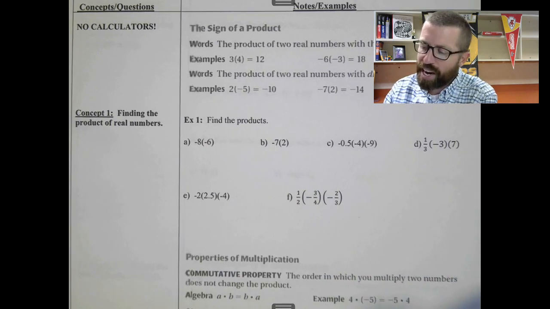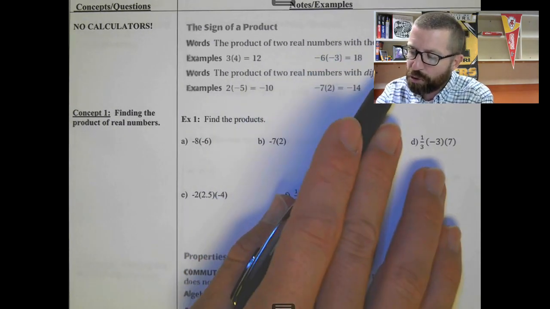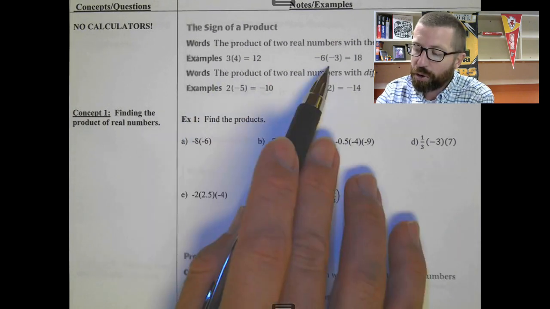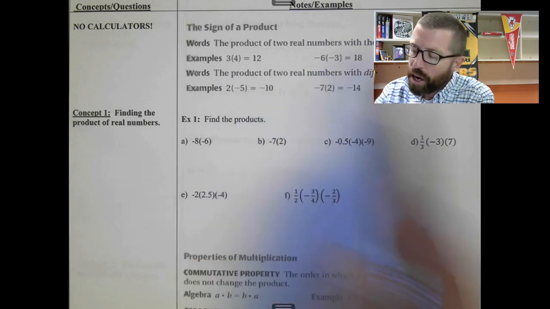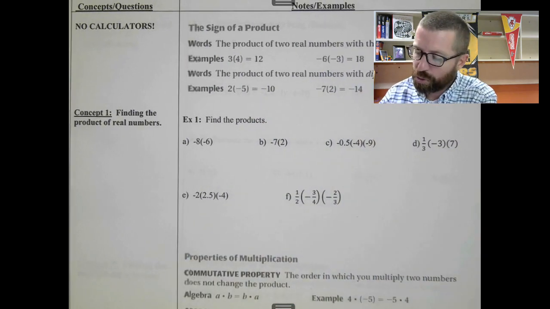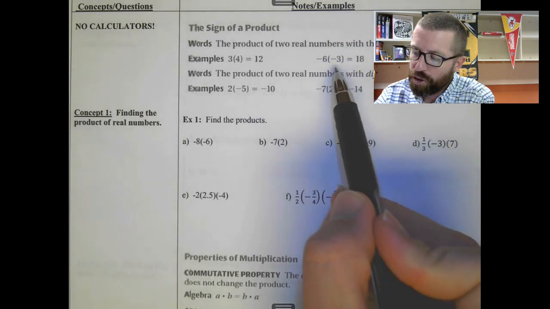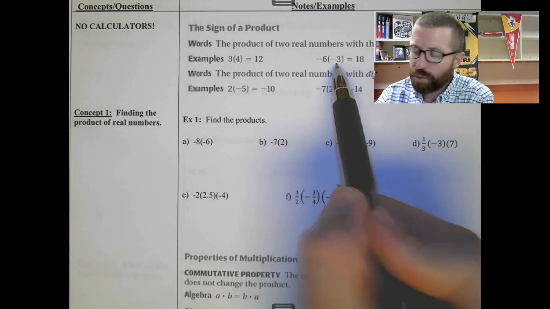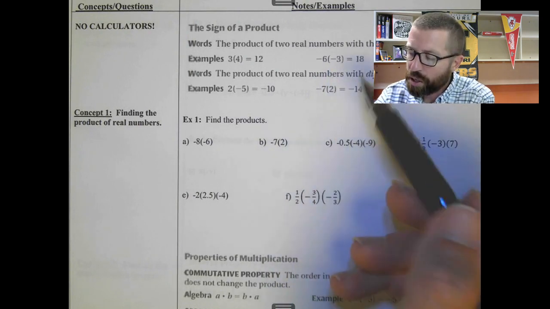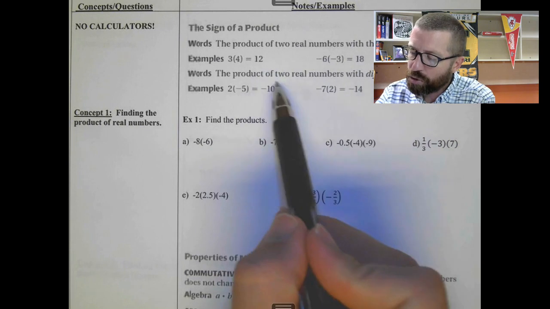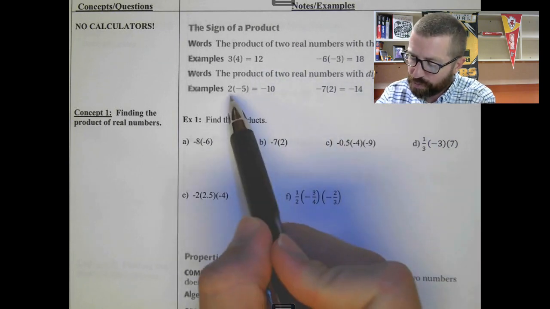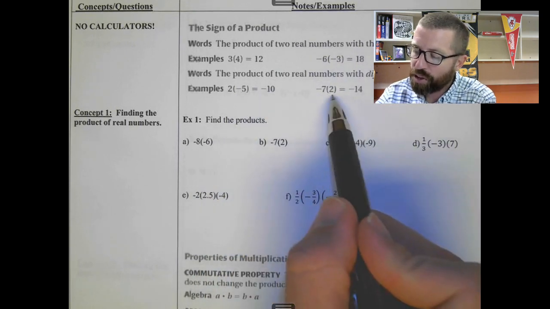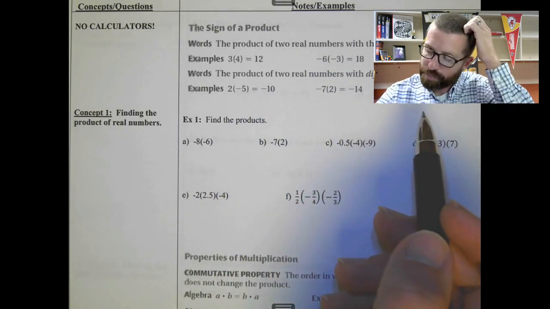Okay, so let's talk about signs. The product of two real numbers with the same sign is positive. So if they're both positive, it's positive. This is what you know already, right? But if they're both negative, it's still positive. The reason for this, we'll look down here at the reason, but in short, you have -6, -3s. So that's going to end up being positive. The product of two real numbers with different signs is negative. So 2 times -5 is -10, and then -7 times 2 would be -14.